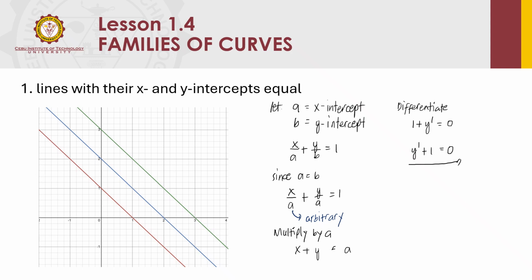From differential calculus, y prime for a linear equation is the slope of the line. So y prime here is -1, and as you can see in the graphs, the slopes are -1. The lines are parallel, therefore they have the same slope.